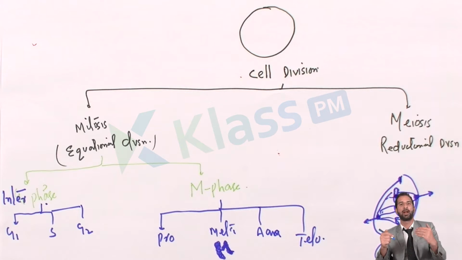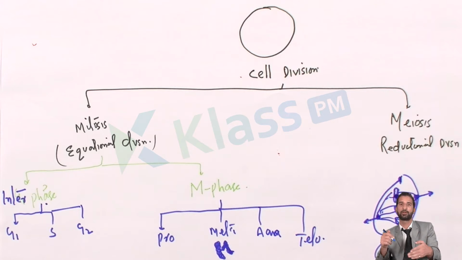G2 means gap phase. In the gap phase, the cell checks whether the replication has taken place correctly or not. If the cell has duplicated its DNA correctly, it is allowed to move into the M phase. If some problem has occurred during the duplication, or there is an alteration in the DNA, the cell is halted in the G2 phase. It is not allowed to proceed into the M phase, because in such a condition it may turn into a cancerous cell. It may divide indefinitely, and this may cause cancer.